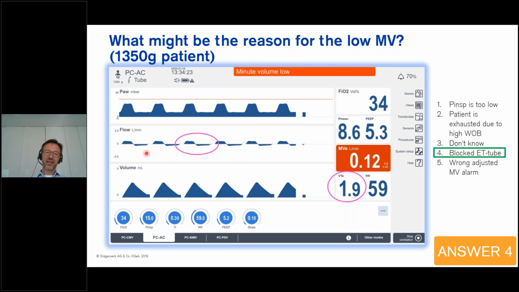That's true. But however, the flow curve has a little bit of a rectangular shape here. Yeah, you see this here a little bit. So it does not have a typical shape of an inspiratory expiratory flow curve. And this is a clear sign for a partially blocked ET tube. So it's not fully blocked. If it would be fully blocked, then the ventilator would tell you, because there would not be any flow going to the lung or coming from the lung. But in this case, it's a partially blocked ET tube. And so this is the right choice and can be detected out of the flow curve shape here.